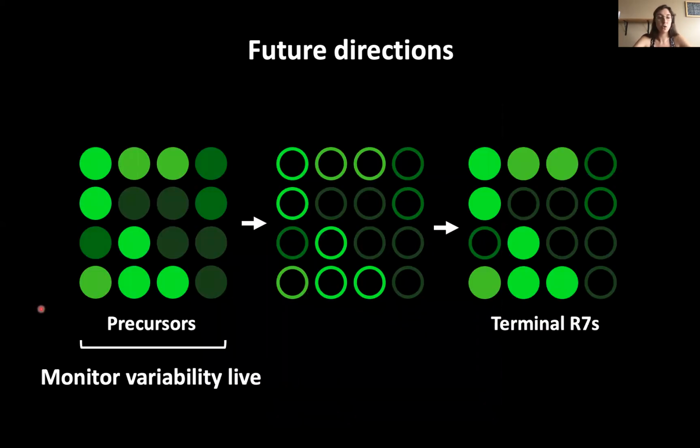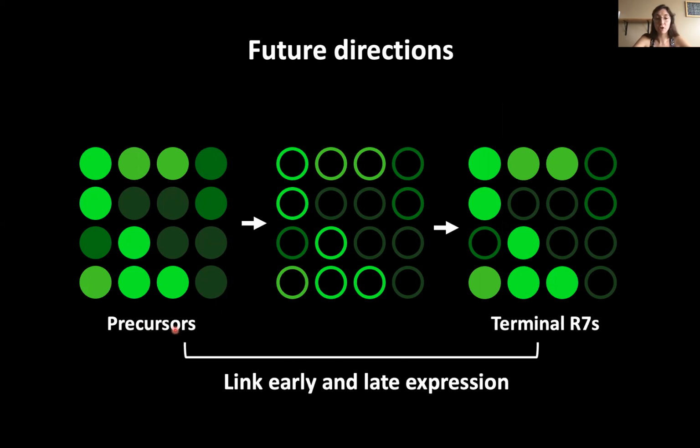We then hope to monitor the variability in each individual precursor cell and track that cell to its terminal cell fate to see if it becomes an on or off cell.